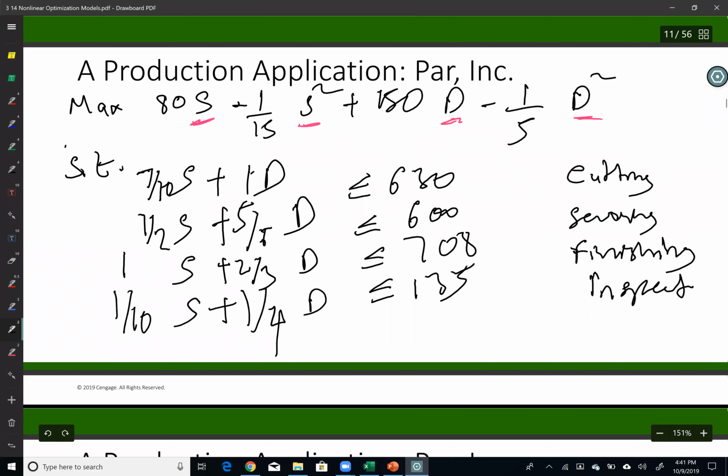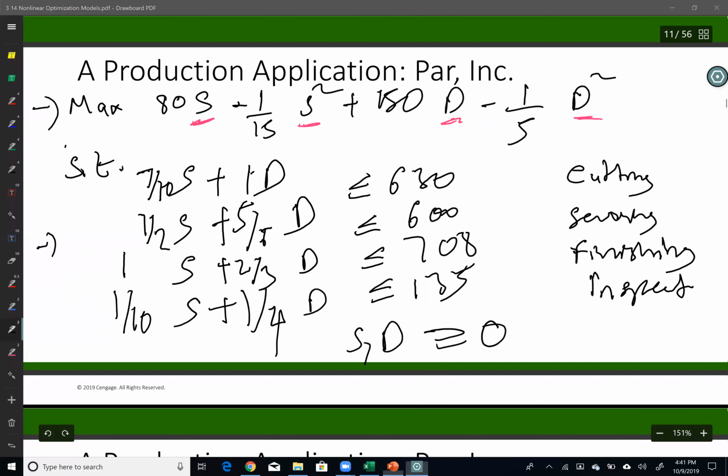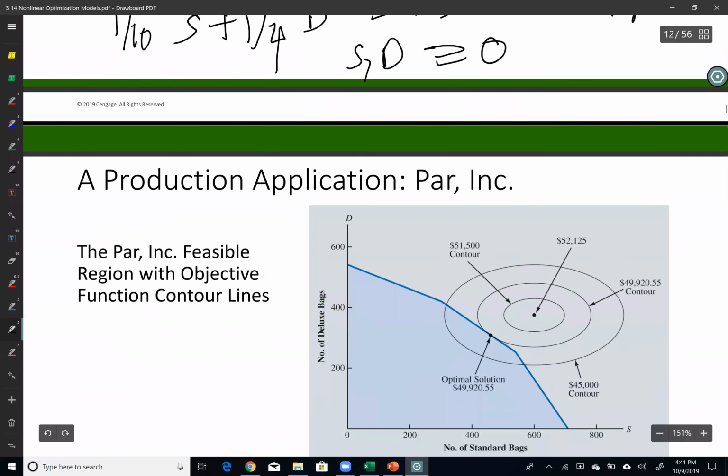And also I have non-negativity constraints here. S and D demands should be greater than or equal to 0, obviously, because I cannot really have a negative number of demand. So again, this is my objective, which is a nonlinear function, and these are my constraints right here, and these are linear functions. So since I have at least one nonlinear function, this is called a nonlinear optimization model. So let's look at the graphical representation of this problem. Again, we start with the unconstrained solution, which is right here, $52,125 of objective profit.